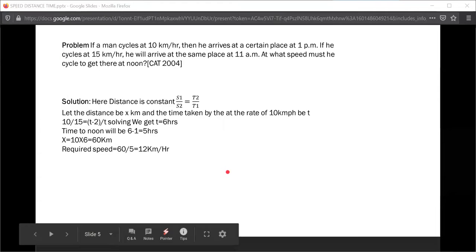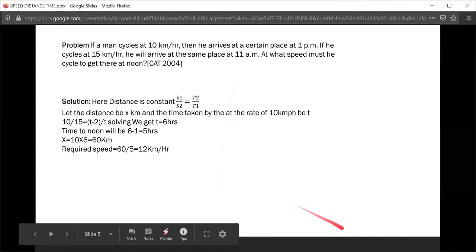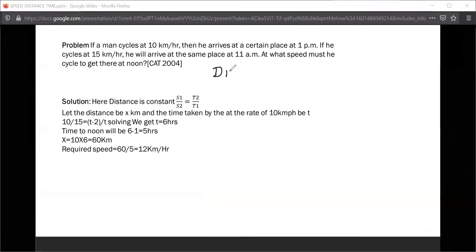Let's see a problem asked in TAT 2004. A man cycles at 10 kilometer per hour. He arrives at a certain place at 1 p.m. and when he cycles at 15 kmph, he will arrive at 11 a.m. So what speed must he cycle to get there at noon? One thing you can see here is that distance is constant. We are talking about the same distance over and over again.